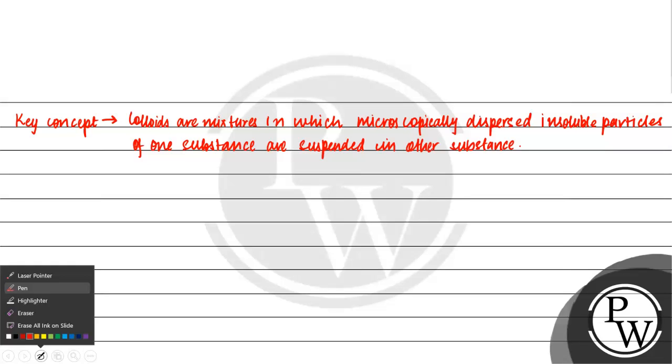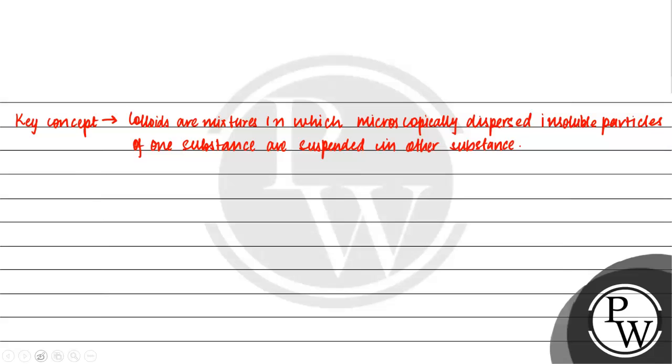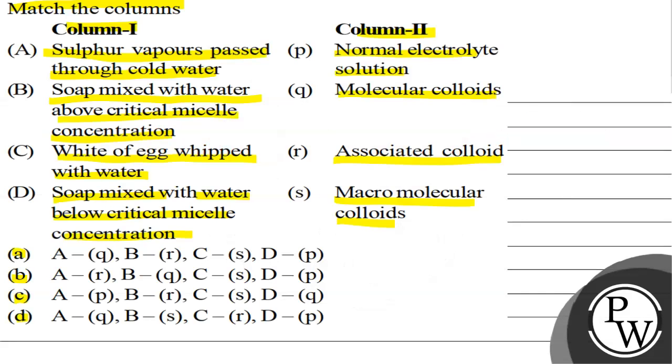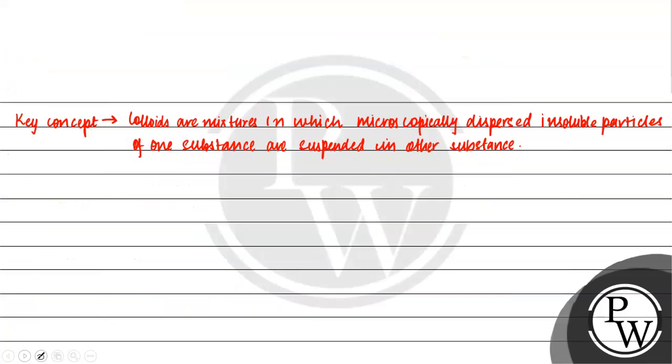Now, if we look into the definition of an electrolyte, क्योंकि ये फर्स्ट ऑप्शन हमें कॉलम नंबर 2 में दे रखा है normal electrolyte solution. We know that an electrolyte is a substance that breaks up into ions when it is dissolved in water.